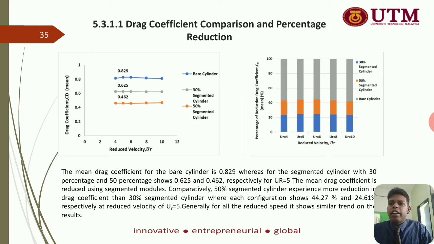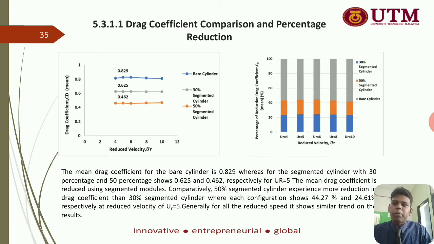Next is drag coefficient comparison and percentage reduction. The mean drag coefficient for the bare cylinder is 0.829, whereas for the segmented cylinder with 30% and 50% it shows 0.625 and 0.462 respectively for reduced speed of 5. The mean drag coefficient is reduced using segmented modules.